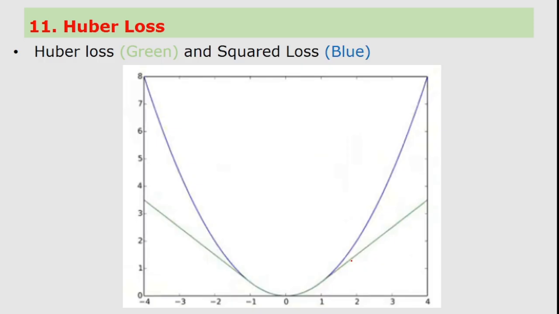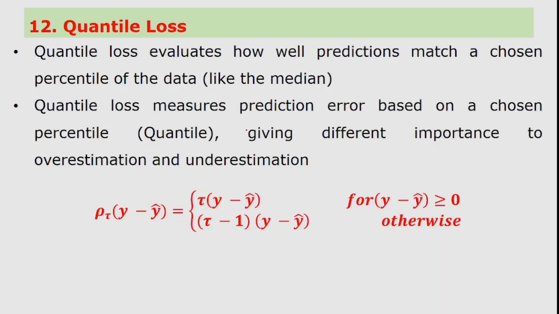Now the second topic. See here, this green curve indicates your Huber loss and this blue curve indicates your square loss. So in quantile loss, the last topic, the quantile loss evaluates how well prediction matches a chosen percentile of the particular data. Normally, the median, you have 0 here and it will go till 100, right? If you need to calculate the median, you will calculate the percentile of 50. Always it will give the answer of 50. But if you want to check the performance of the model at the 20% quantile, we can go with this quantile loss formula.